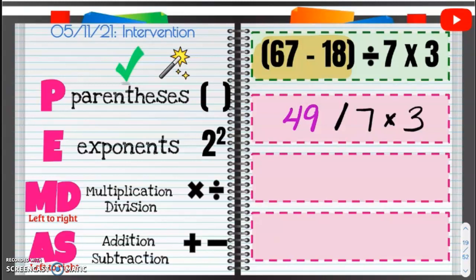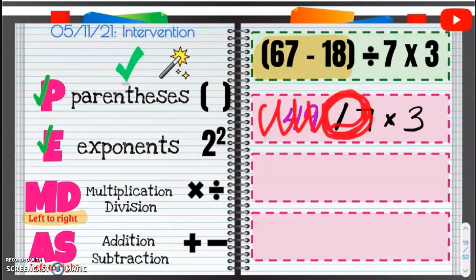Now, are we done with parentheses? Yes, we are done with parentheses. Do we have any exponents? Nope. Any multiplication and or division? Yes, I have both. And how do I go about it? Left to right. So when we start from left to right, division.